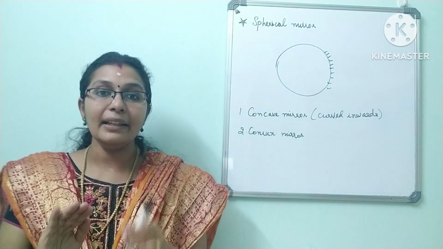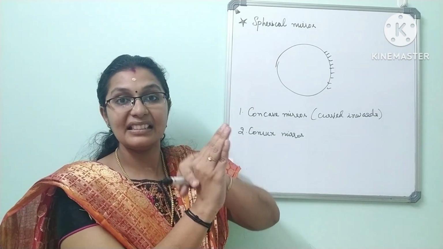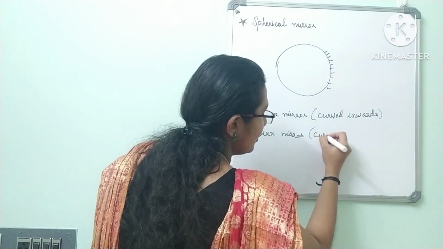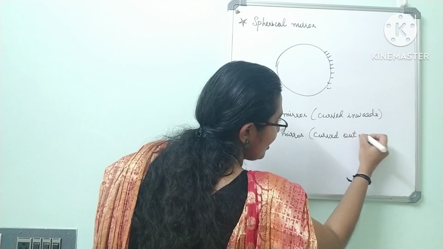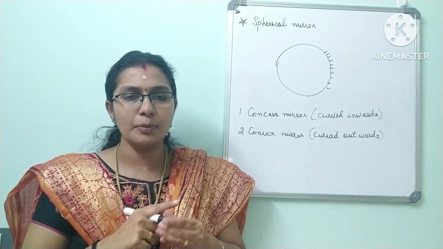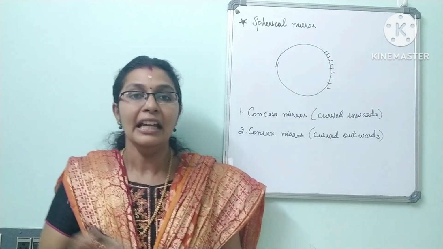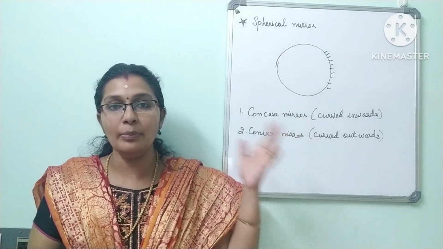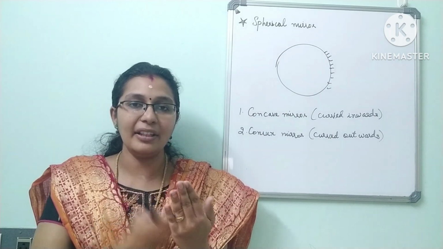And the back side of the spoon, whose reflecting surface is curved outwards, is nothing but a convex mirror, curved outwards. Clear? You can consider a spoon. It is one of the best examples for concave mirror and convex mirror. Even the image formed in that spoon is similar to what is formed in this mirror. So you can take a spoon and try it out.